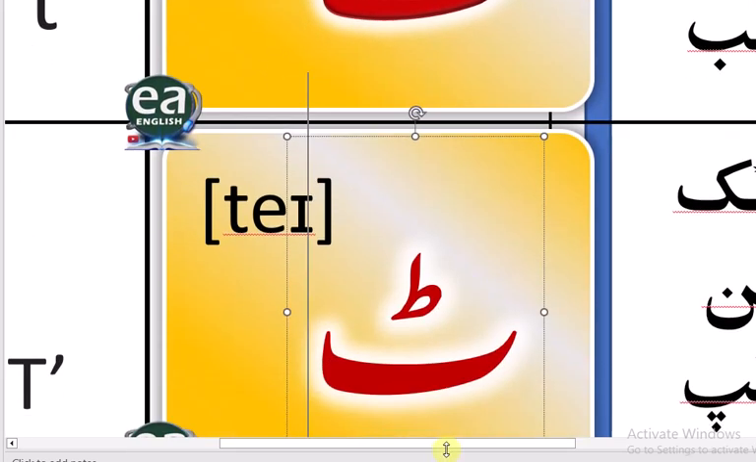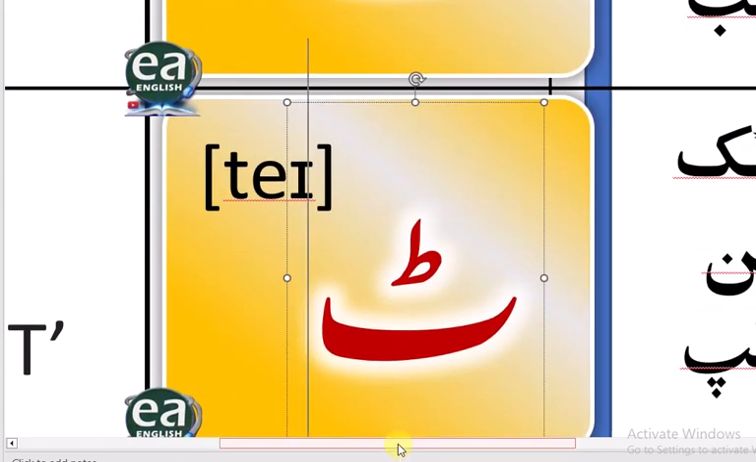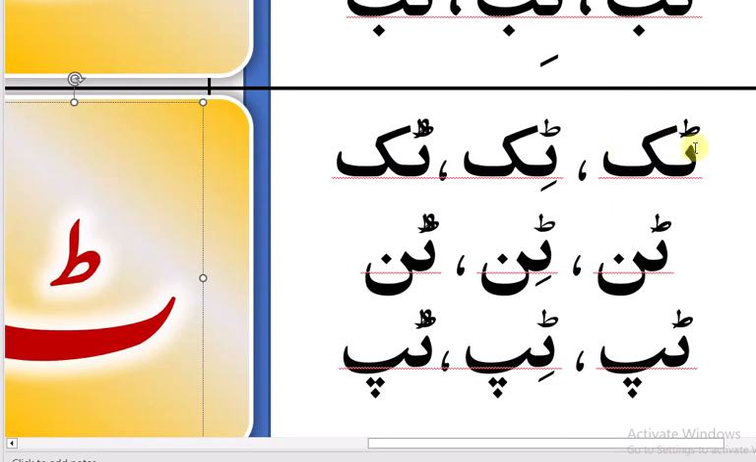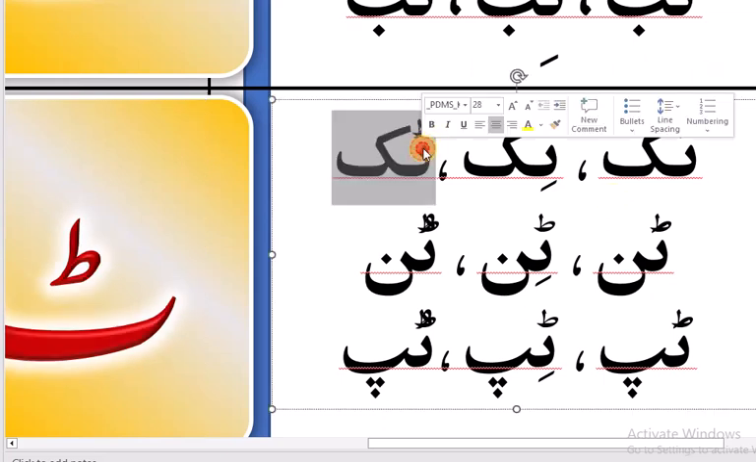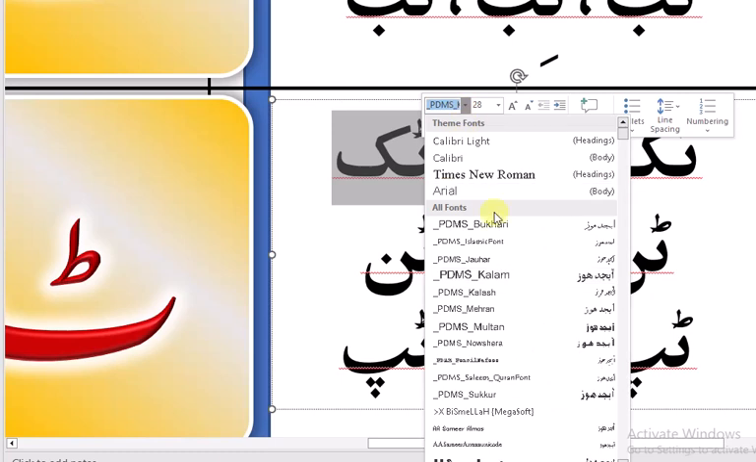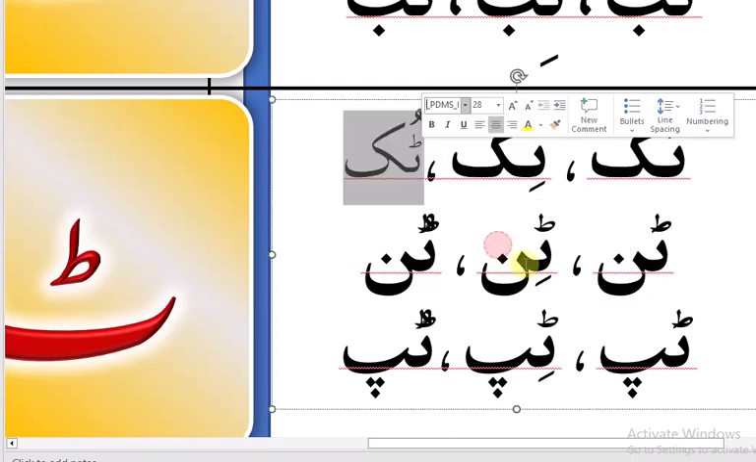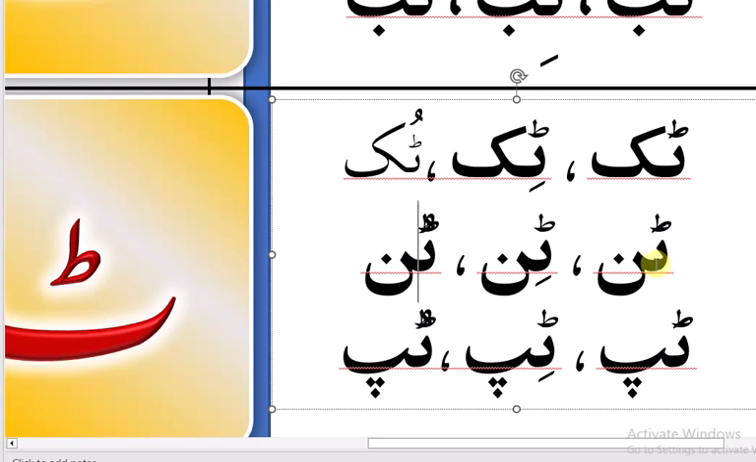Yeah, te. This is te zabar kaf, which becomes tak. Te zer kaf, tik. Te pesh kaf. What will it be? Tuk. Yes, tuk. And then?